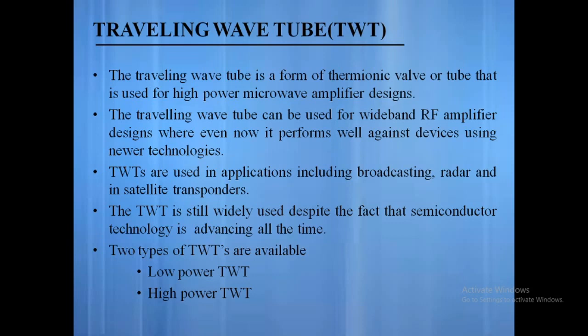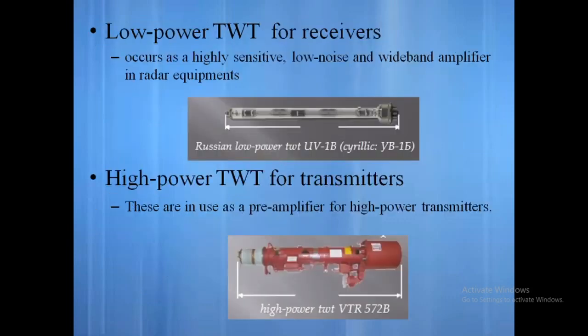The two types of traveling wave tubes available are low power traveling wave tubes and high power traveling wave tubes. How will they be used in different applications? Let us see. Low power traveling wave tubes are used for receivers. These serve as highly sensitive, low noise and wideband amplifiers in radar equipment, whereas high power traveling wave tubes are used in transmitters as pre-amplifiers for high power transmission.